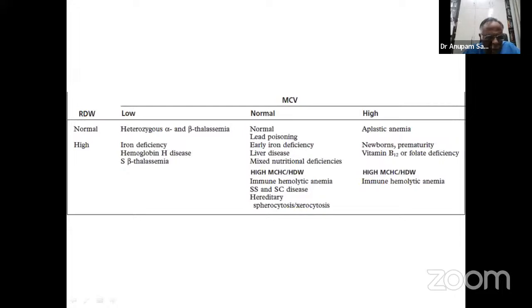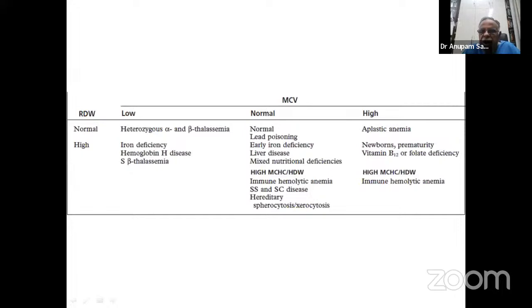In early iron deficiency also, you can have a normocytic picture. High RDW is seen with a lot of mixed deficiencies like B12 and folic acid with iron deficiency, or what we call dimorphic anemia. You can have it in other conditions also. High MCV with a normal RDW is seen with aplastic anemia, whereas B12 will cause high RDW with a high MCV.